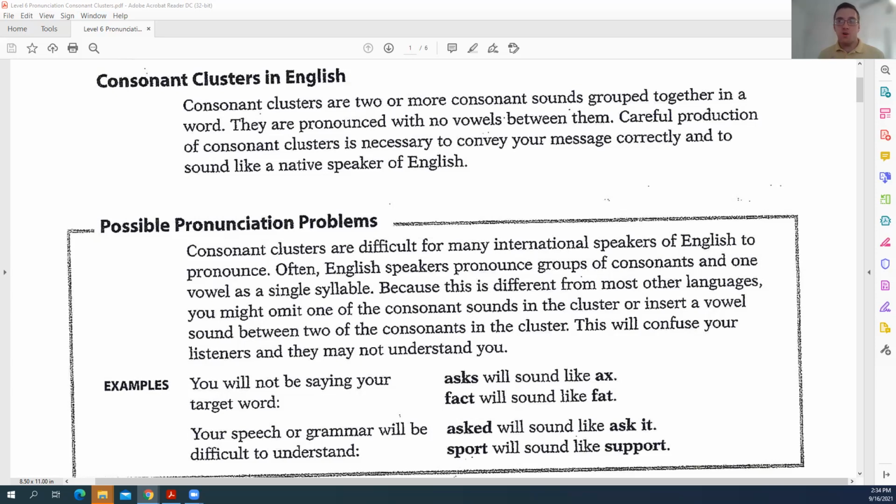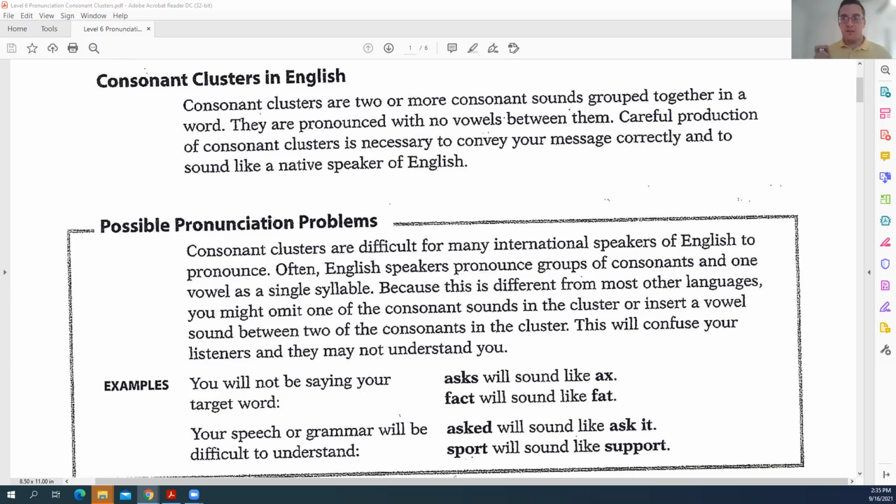Okay? A word like fact, you have a consonant cluster with k and t, kt, fact. If you were to leave out the k sound, fact will sound like fat. Okay? And if you do not pronounce the consonant cluster correctly, your speech or your grammar will be difficult to understand. The past tense of ask is asked, with a t sound at the end.